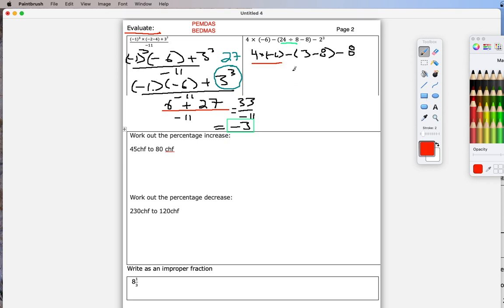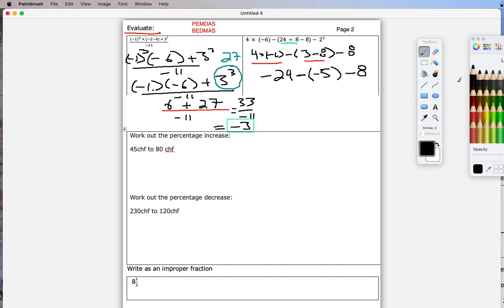The next thing I'm going to do is these two: 4 times -6, so multiplication first, and I'm going to do my brackets. I'm going to do this because it's not affected by the brackets. If you go 4 times -6, you get -24. I'm going to bring down the subtraction sign from here. Now, what's 3 subtract 8? You get -5. And the -8, I haven't done anything, so I have -8, like so.